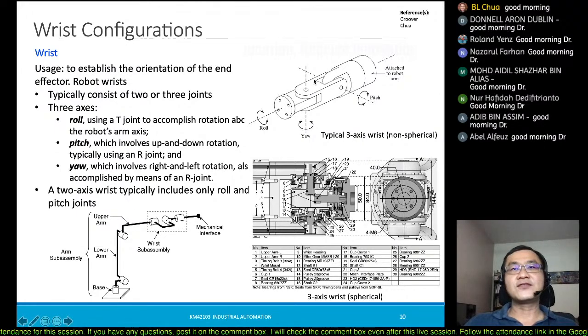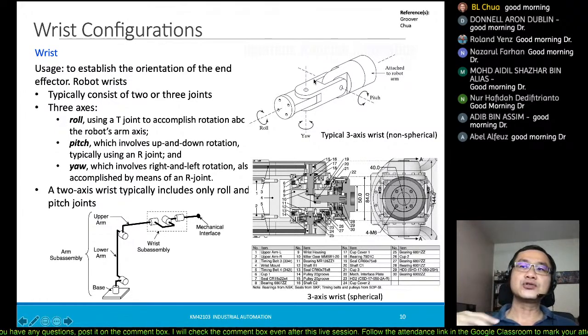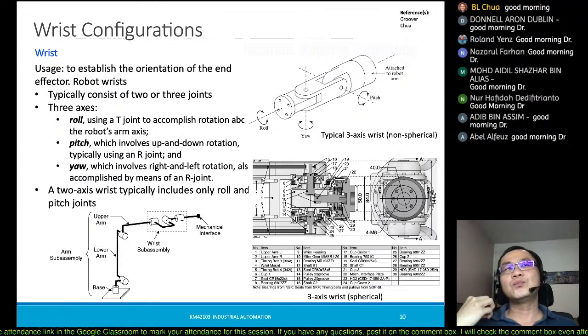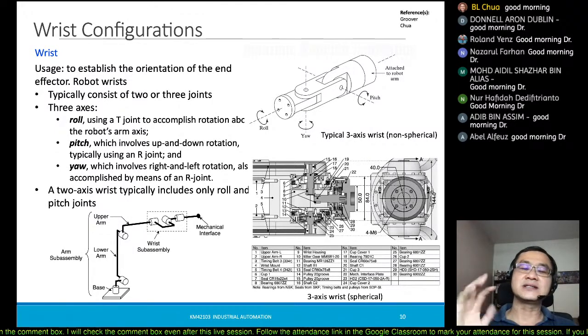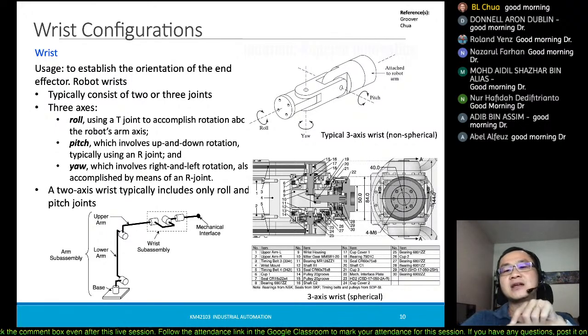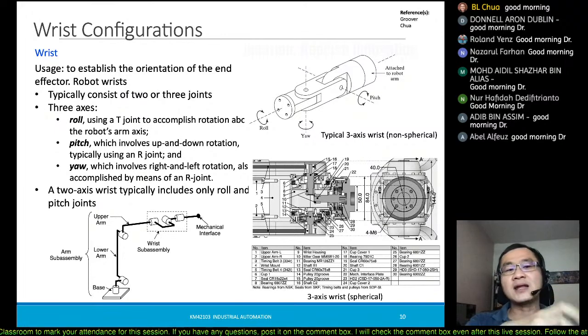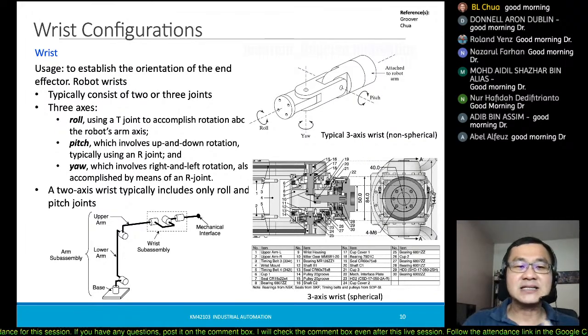As we have seen previously, those configurations that we presented mainly have 3 degrees of freedom. That 3 degrees of freedom is actually used to position the end effectors, or to position the wrist itself. Just like our hand, we want to position this particular point at a certain location. Whereas the manipulation of the object, whether you want to put it to the left or right and so on, that task we usually assign to the wrist.